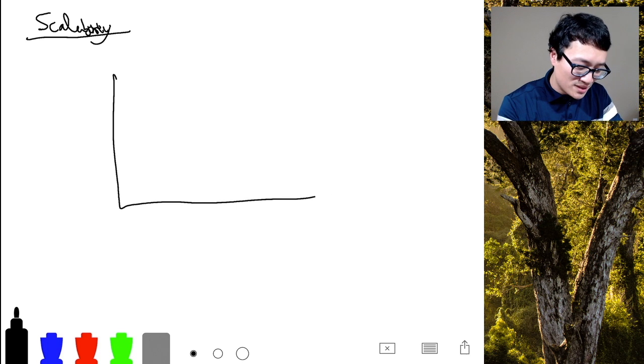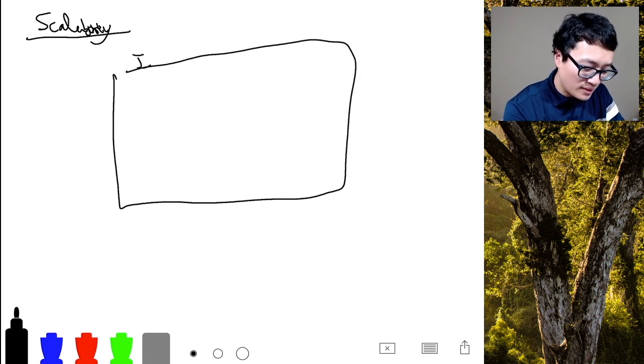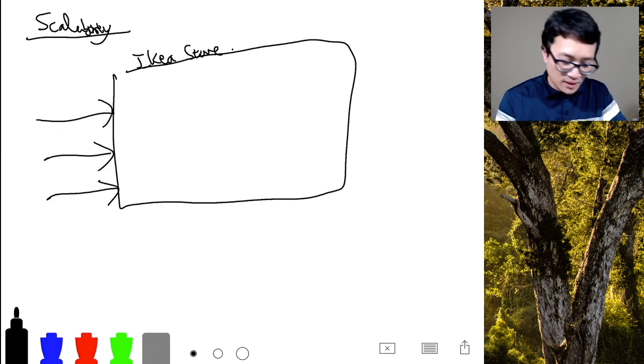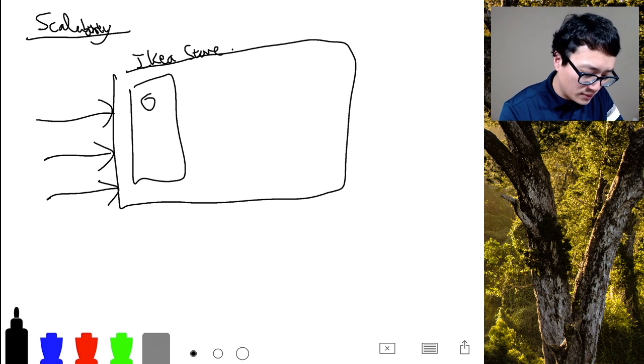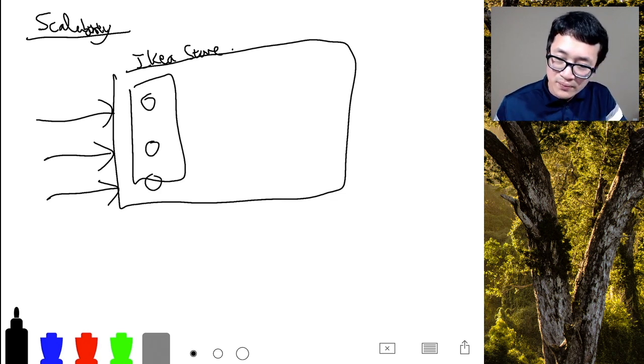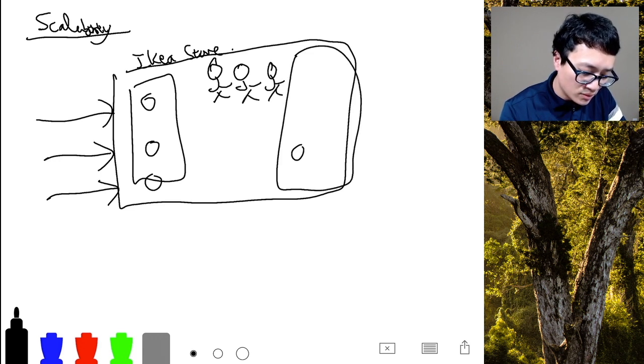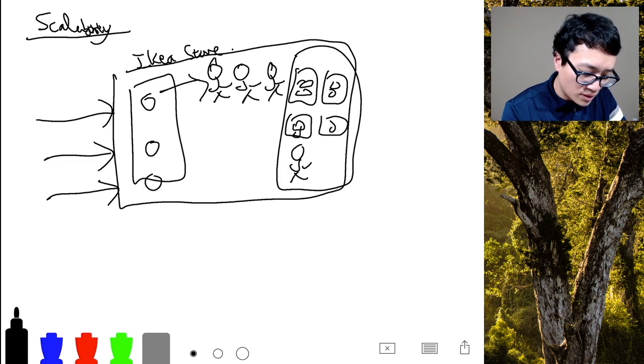Okay, so imagine the IKEA store again. And the way that it worked is we had 3 lines of customers, and we had receptionists, and they handed off the order form to the workers, who then talked to the warehouse manager, who had all these parts stored in different cabinet drawers. Right? This was our IKEA store workflow.